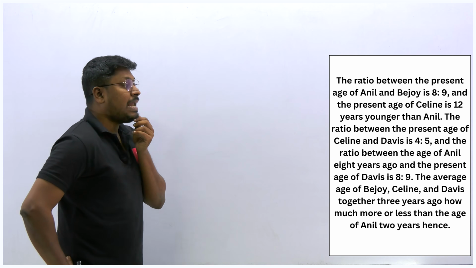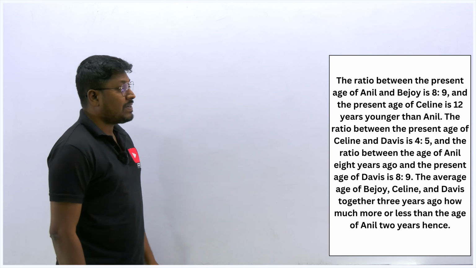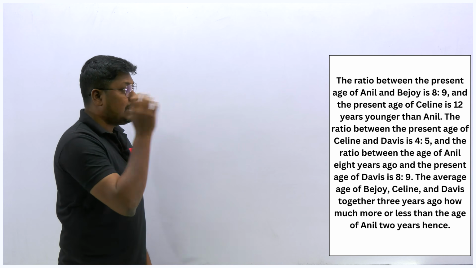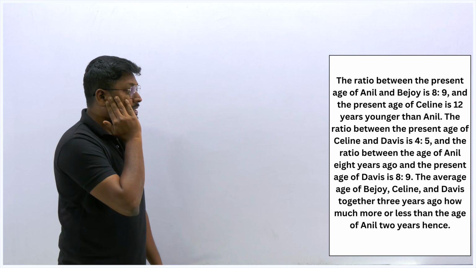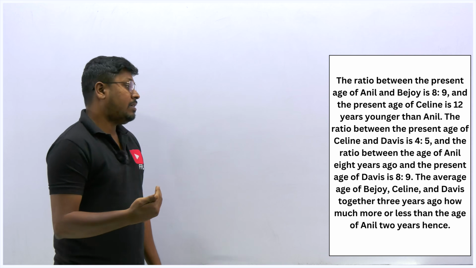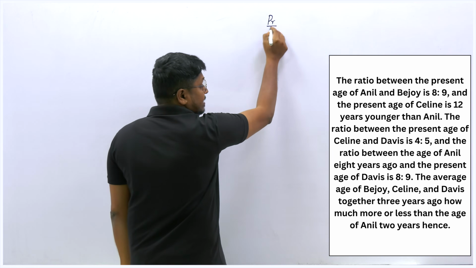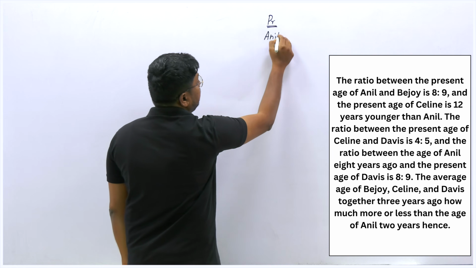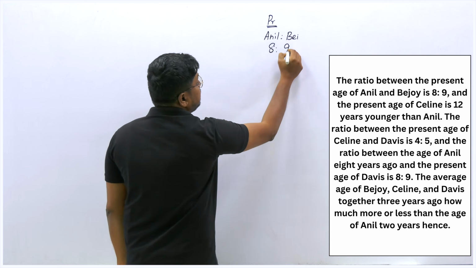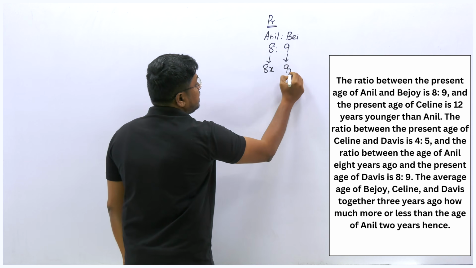The ratio between the average age of Anil and Bijoy is 8:9. So what they have given us, first they are talking about so many persons: Anil, Bijoy, Davis, and some more persons, Silan. Let's solve the question step by step based upon the values given. First they are talking about the present age of two persons, Anil and Bijoy. So the ages of Anil and Bijoy will be 8:9, which means we can take the present age of Anil as 8x and Bijoy as 9x based upon the requirement of the question.